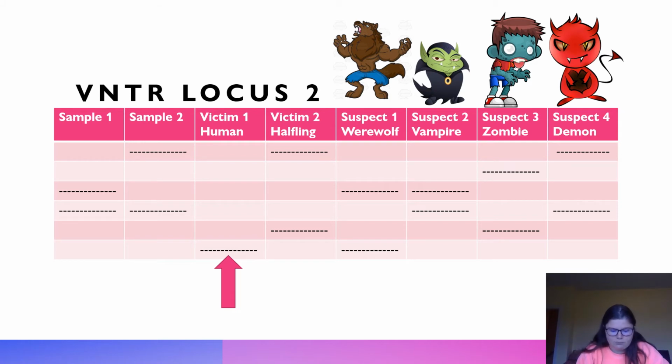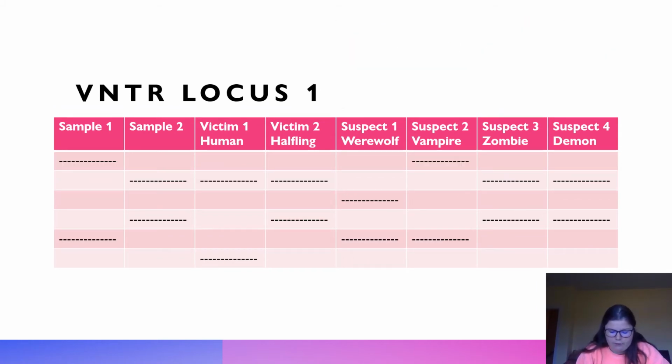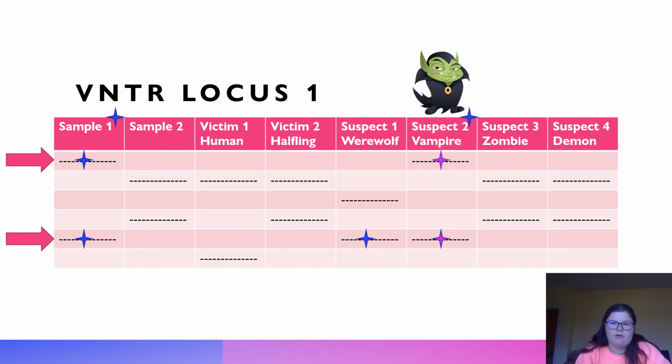So now we are back at locus 1, and we're trying to determine who left sample 1. As you can see in the first row, sample 1 has genetic material there, as does suspect 2. And when we go onwards, in the fifth row, sample 1 also has genetic material, as does suspect 1 and suspect 2. But because suspect 1 does not have genetic material in the first row, we can eliminate them from suspicion.